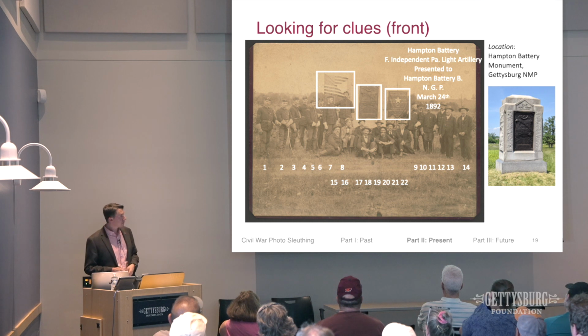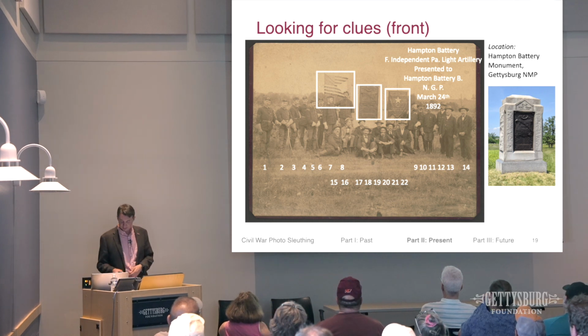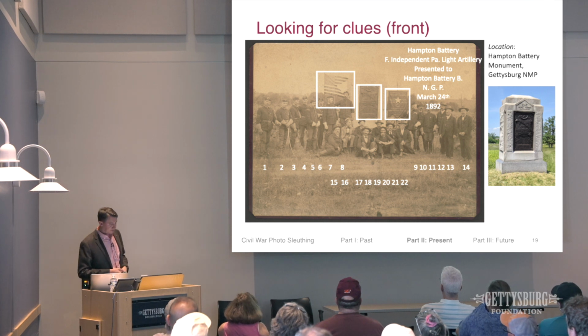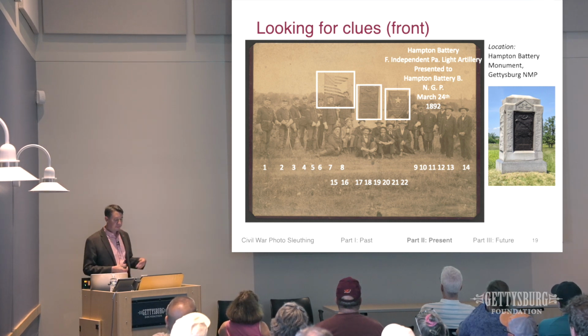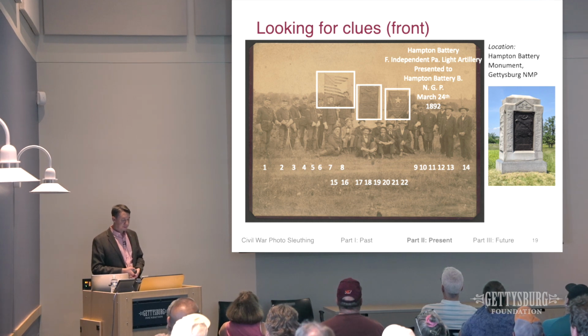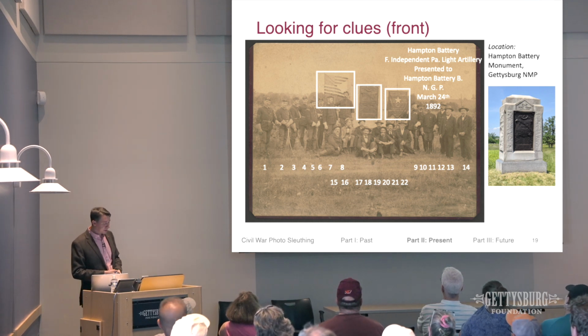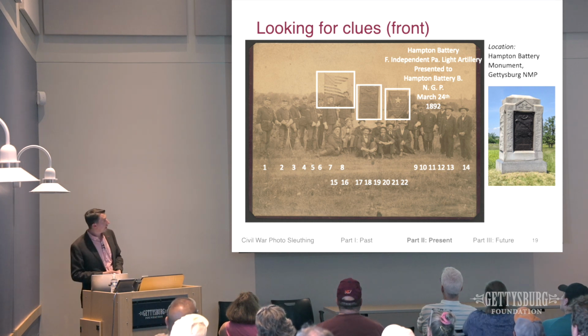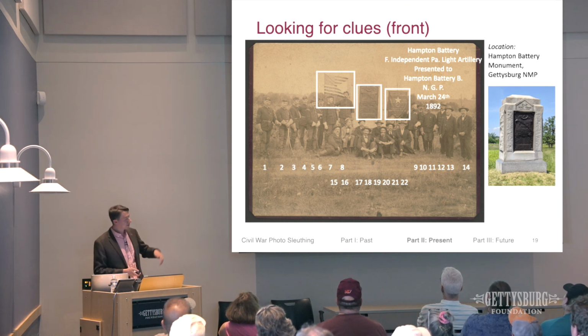What else do we see? There's a couple of interesting banners or flags. This one says a few things, but most importantly, Hampton Battery F, Independent Pennsylvania Light Artillery, presented to Hampton Battery B, NGP, March 24th, 1892. There's a guide on over here with a similar kind of text on it.